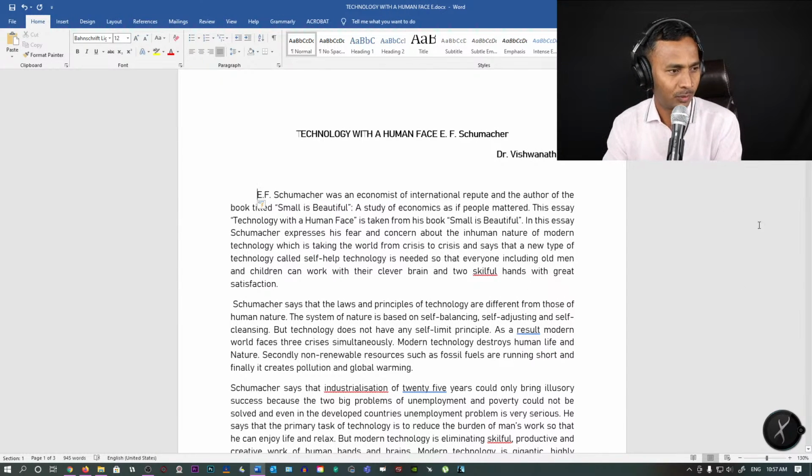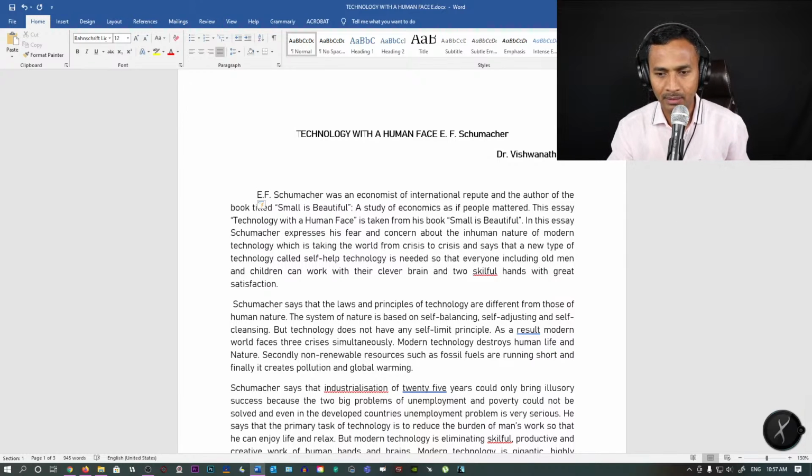E.F. Schumacher was an economist of international repute and the author of the book called Small is Beautiful. I just talked about it. And there is also a study of economics, as if people mattered. Now, this is very important. I don't know whether you can see this, but let me just highlight it. Small is Beautiful was the title of the book.